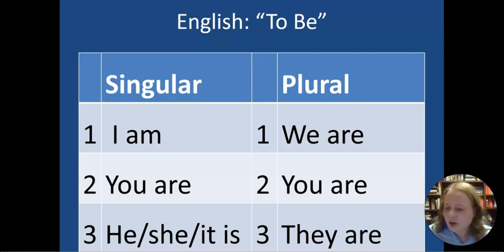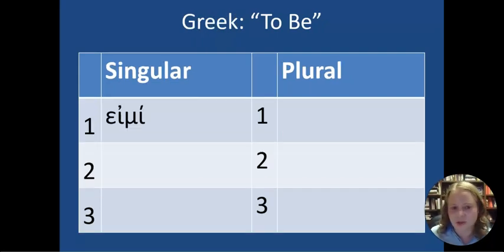Greek also, like all of its verbs, conjugates it. But once again, this is a weird verb, just like it's weird in English. And it's because it's a super common verb. It gets used all the time, so it's allowed to be weird. You just have to learn this.